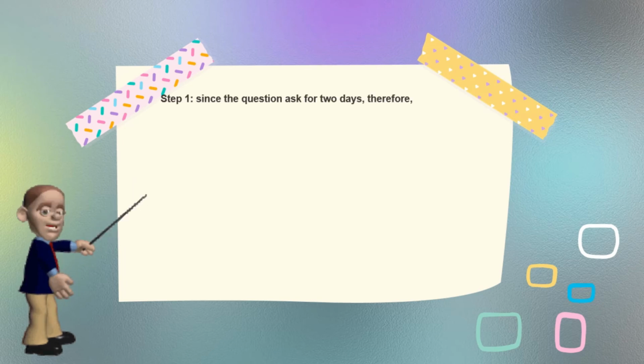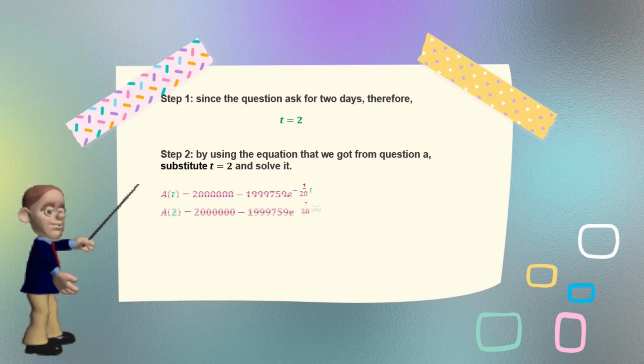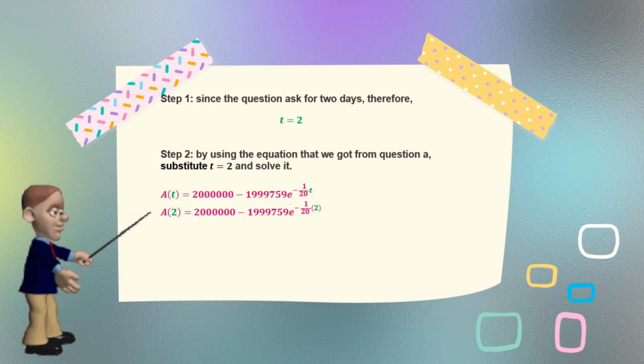Since the question asks for 2 days, therefore our t is equal to 2. Step 2. By using the equation that we got from question A, we will substitute t equal to 2 and solve it. The equation will look like this. A(t) is equal to 2 million minus 1,999,759 times exponent negative 1 over 20 times t.